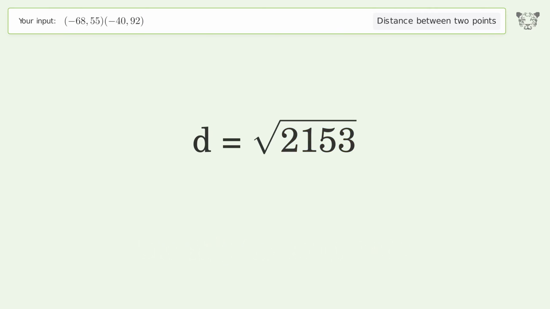And so the distance between the 2 points is the square root of 2,153, or 46.4.